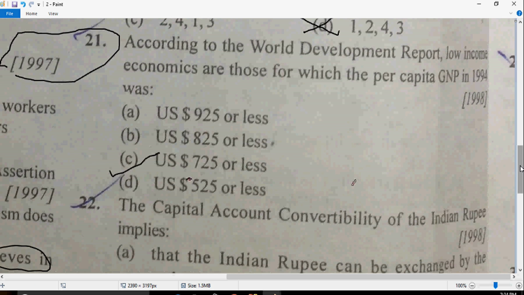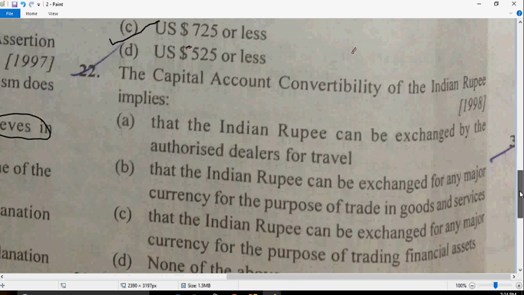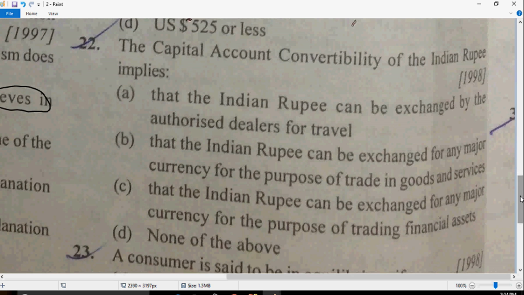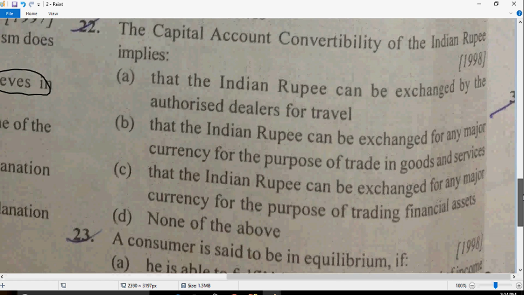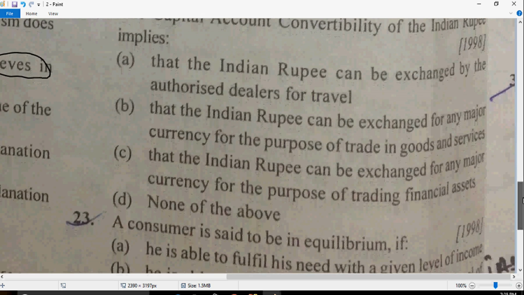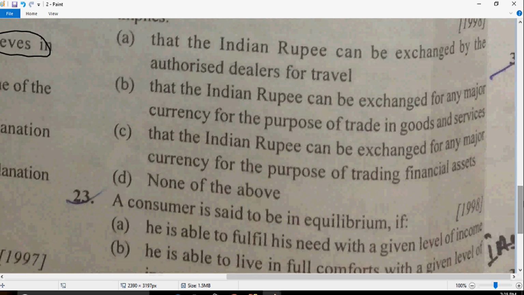So C would be the correct answer. 1998, a very fantastic question has been asked: capital account convertibility of Indian rupee implies what? As we know, capital account convertibility means free conversion of the cross-border capital flow.